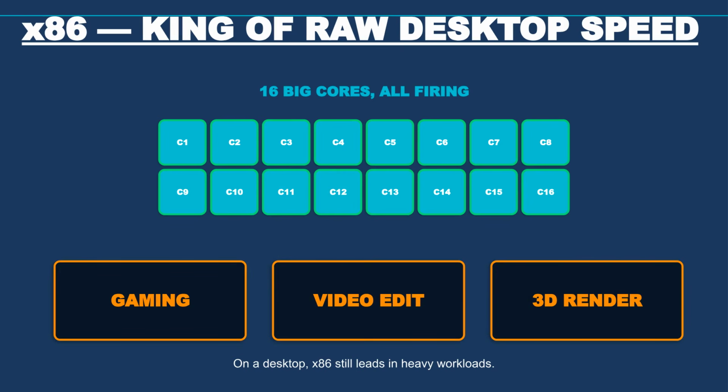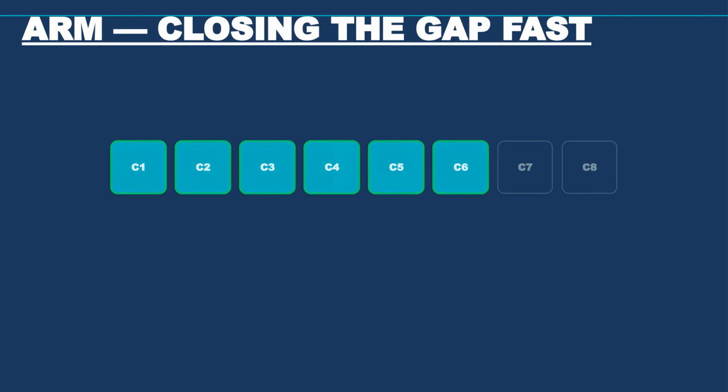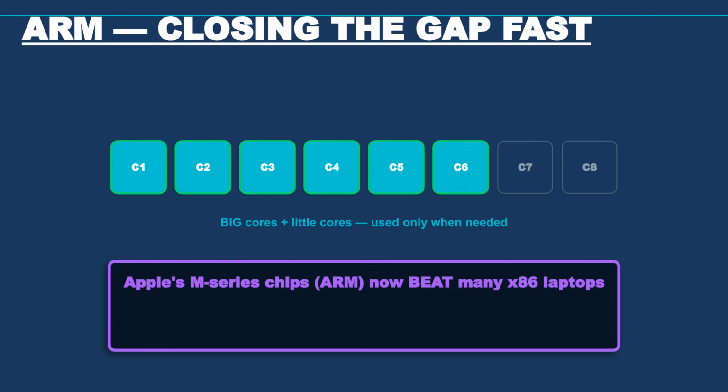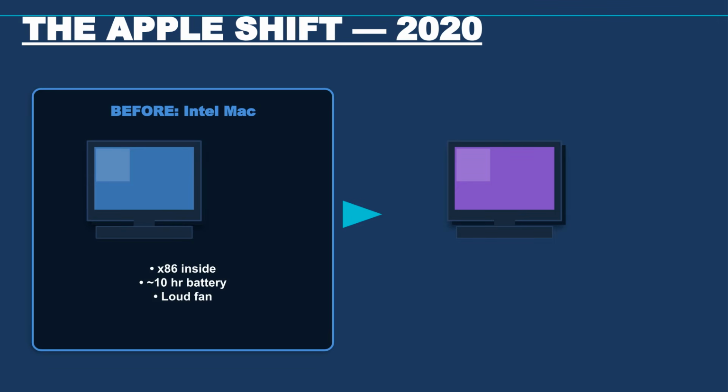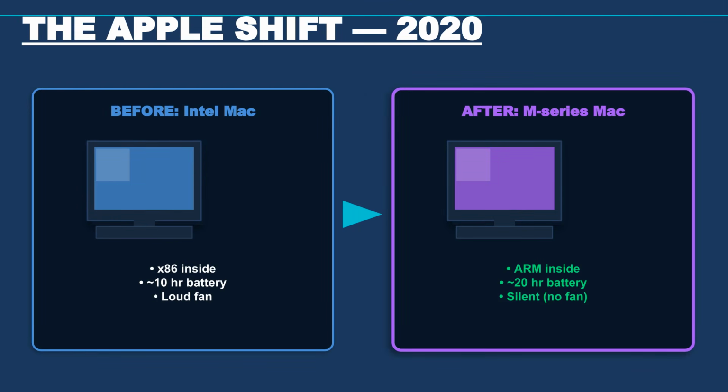Now let's address the crucial question: who is faster? x86 remains the king of raw desktop speed. Modern x86 CPUs have many big cores, often 16 or more, that excel in heavy workloads like gaming, video editing, and 3D rendering. ARM is closing the gap fast, employing a mix of big and little cores for efficiency. Apple's M-series ARM chips now beat many x86 laptops in real-world performance, using a fraction of the power. The shift Apple made in 2020 moved their computers from x86, with about 10 hours of battery and a loud fan, to ARM, offering twice the battery life and silent operation. This result shocked the industry.